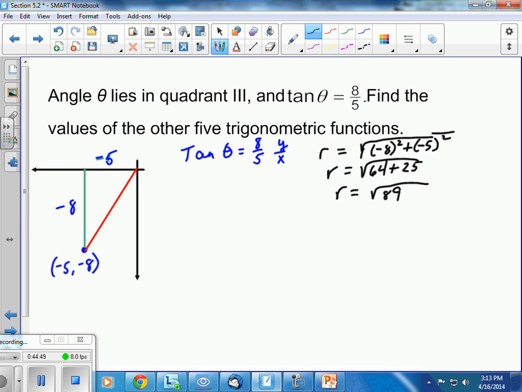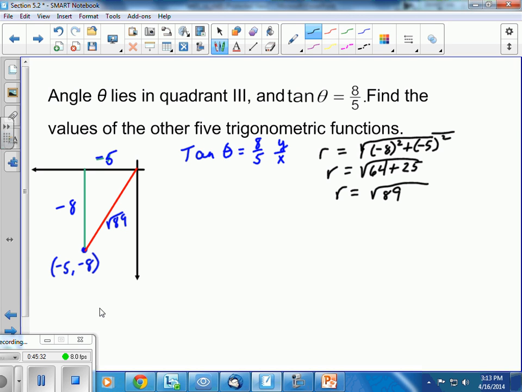And I'm just thinking if that could be reduced. I don't see anything off the top of my head. I don't see any perfect squares in there at all, even 49, 36. I don't see anything in there that can be reduced. Now that we have our radius r being the square root of 89, our hypotenuse, we can then find our trig functions.